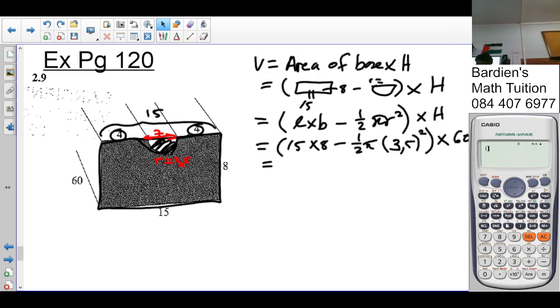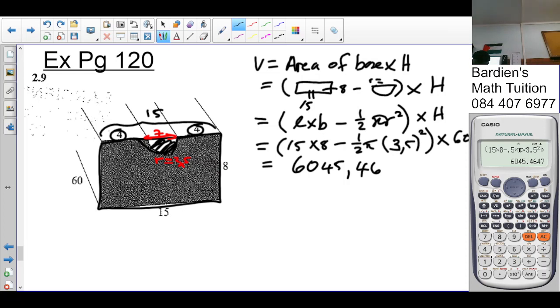So it's open brackets 15 times 8 minus a half times pi times 3.5 squared, close brackets, times 60. That gives you 6,045.46. Okay. And this is going to be units cubed.